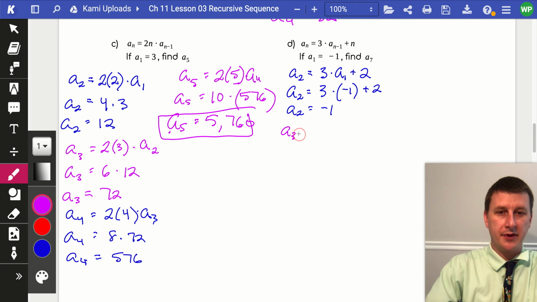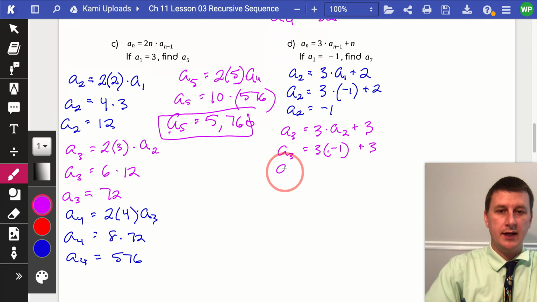We have a sub 3 is going to be 3 times a sub 3 minus 1, which is the same as a sub 2, plus n, which is now 3. A sub 3 will be 3 times, well, we just saw that that was -1. So 3 times -1 plus 3. And a sub 3 is going to be -3 plus 3, and that's going to give us a total of 0.